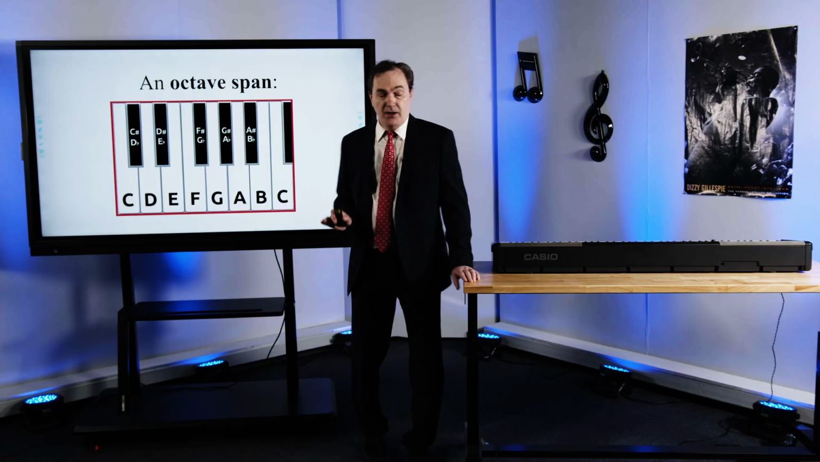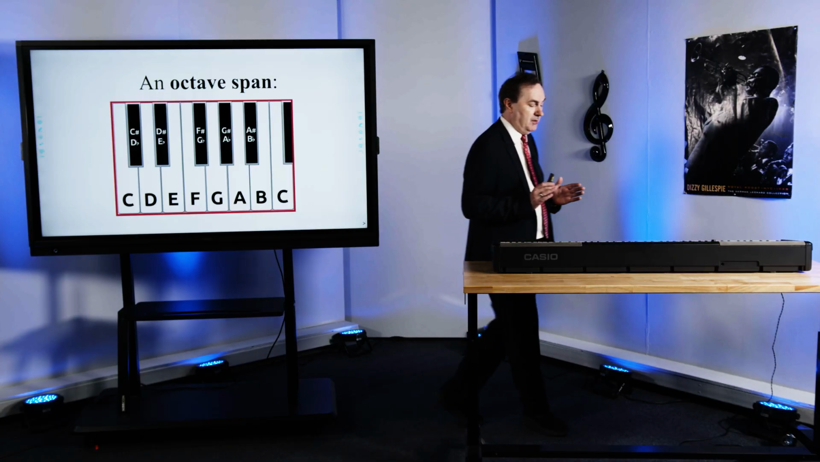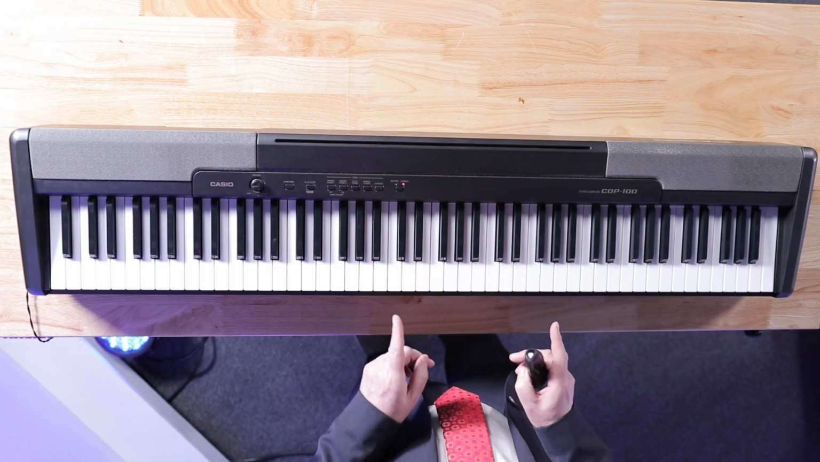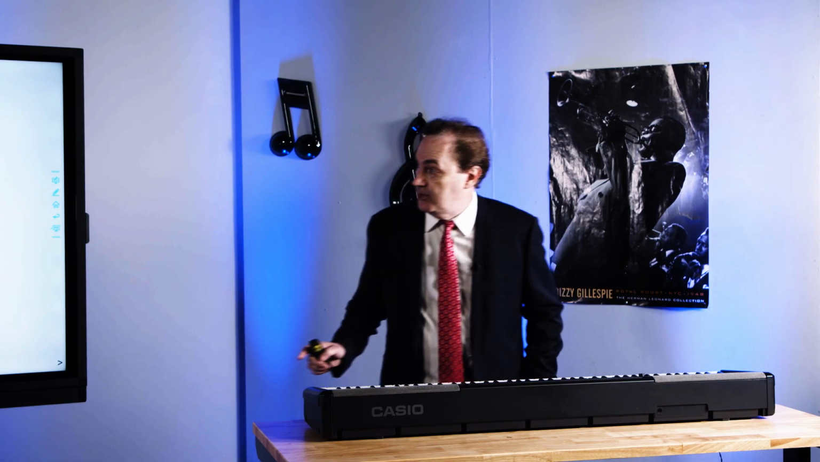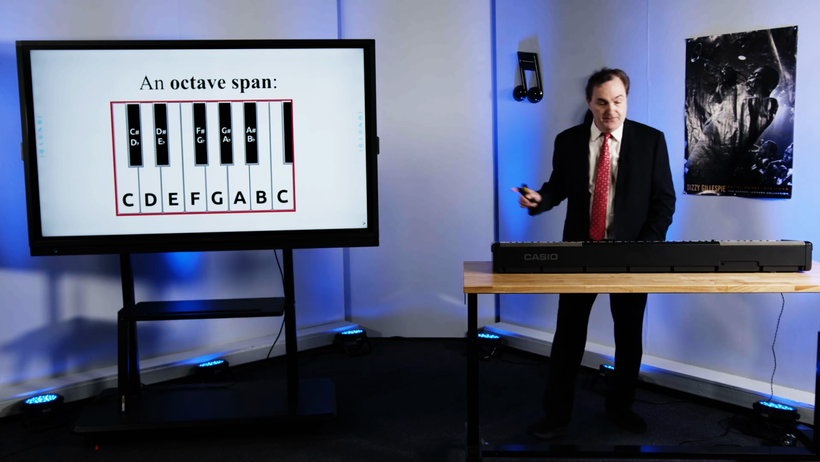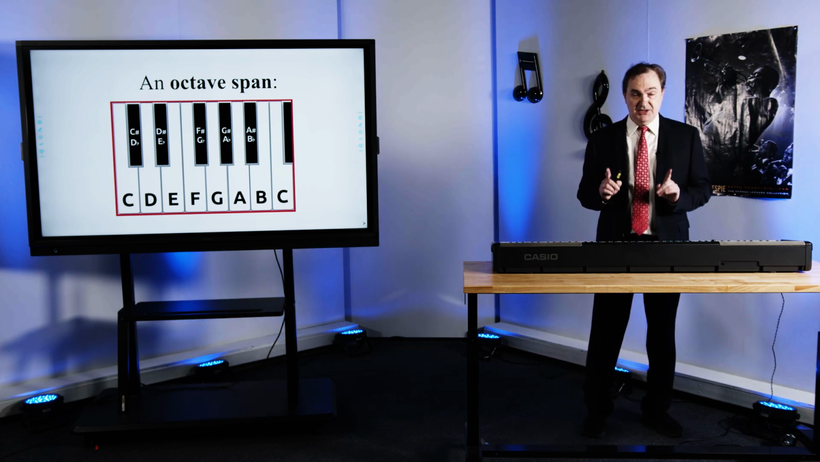Now, if we take the range of the keyboard between two consecutive notes with the same name, which are, in other words, from the same family, so for example, from C to C, we call that an octave span.